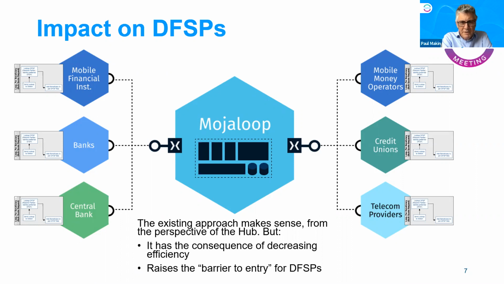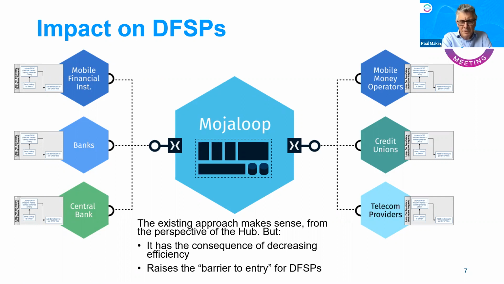And this makes perfect sense from the perspective of the hub, because it provides clarity, it makes it nice and straightforward, and allows the hub to focus on the payments. But it does mean that we are decreasing efficiency. All of these DFSPs have to implement the same functionality. And it raises the barrier to entry for DFSPs. It's not how they're used to doing it.